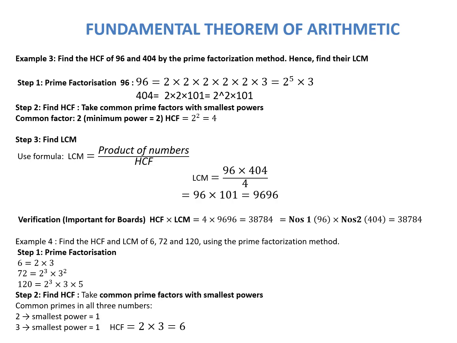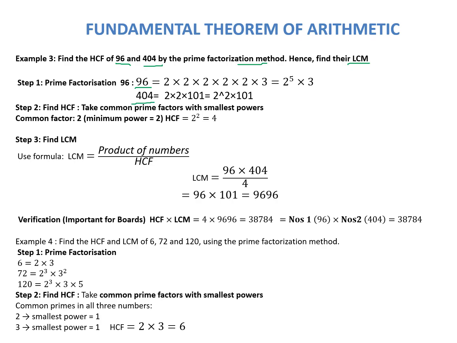So we have another example to demonstrate the concept of the fundamental theorem of arithmetic here. What this example says to us is: find the HCF of 96 and 404 by the prime factorization method. Once we find that, we also have to find the LCM. So again, we'll follow the same concept. We'll do the prime factorization of 96 and 404.